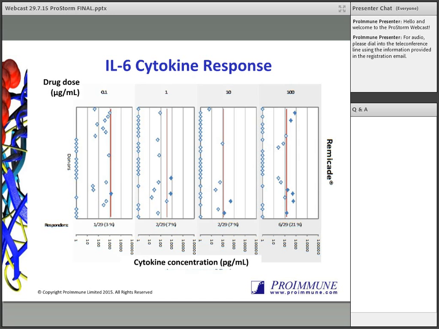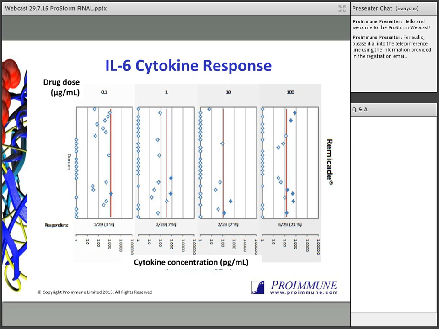Okay, so now on to the data generated from the 29 donor study. In the report, you will receive a graph for each cytokine against each of the test articles. And in this example, we're looking at the IL-6 response to Remicade. So shown across the top are the increasing drug concentrations from 0.1 to 100 micrograms per ml. Beneath each one of those concentrations are the responses for that drug dose. And then across the x-axis are the cytokine concentrations in picograms per ml on a logarithmic scale.